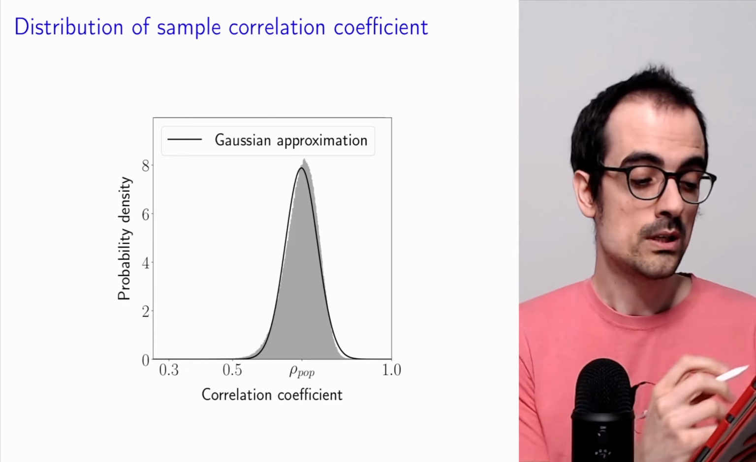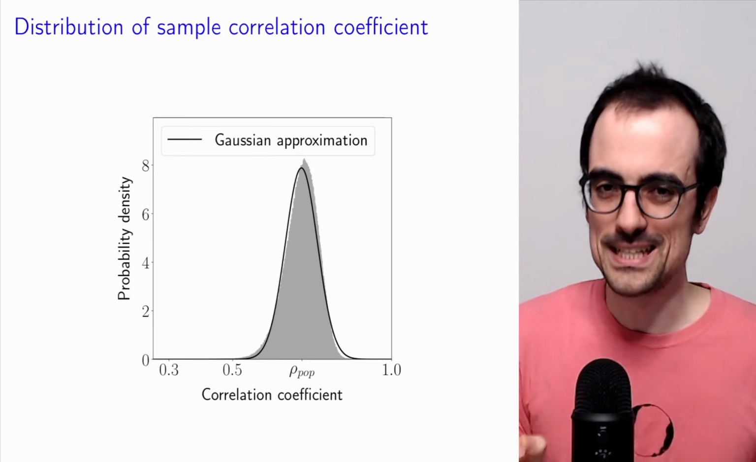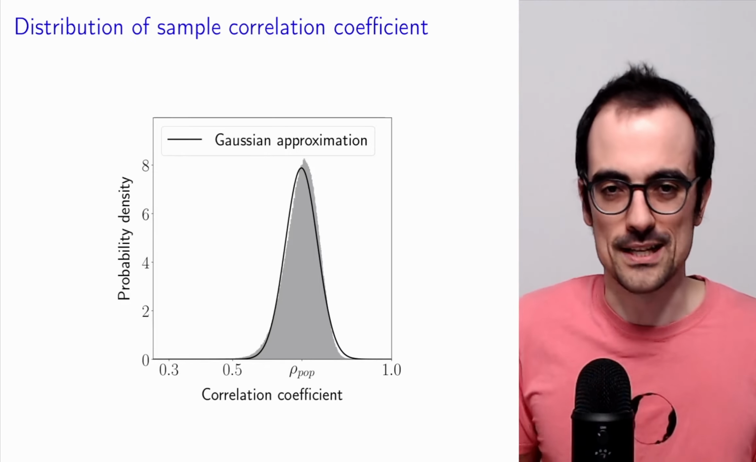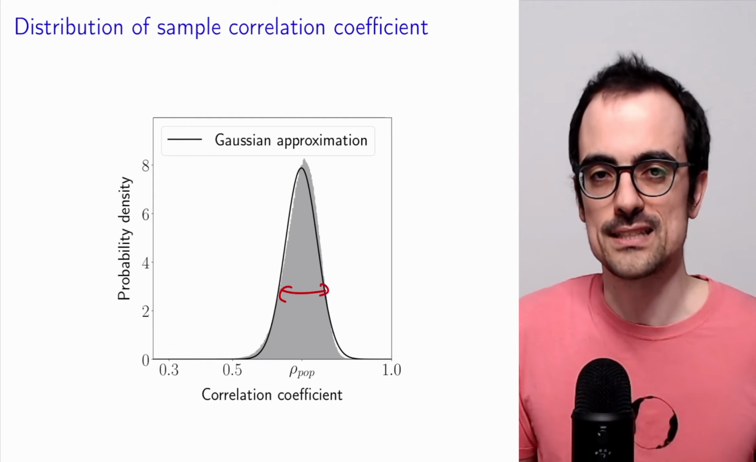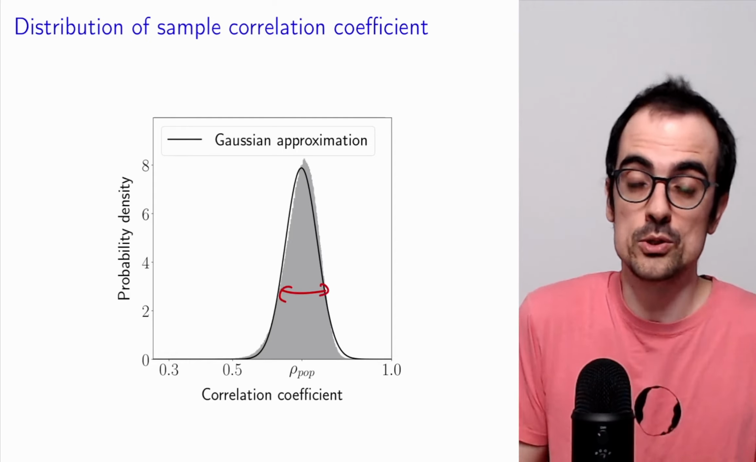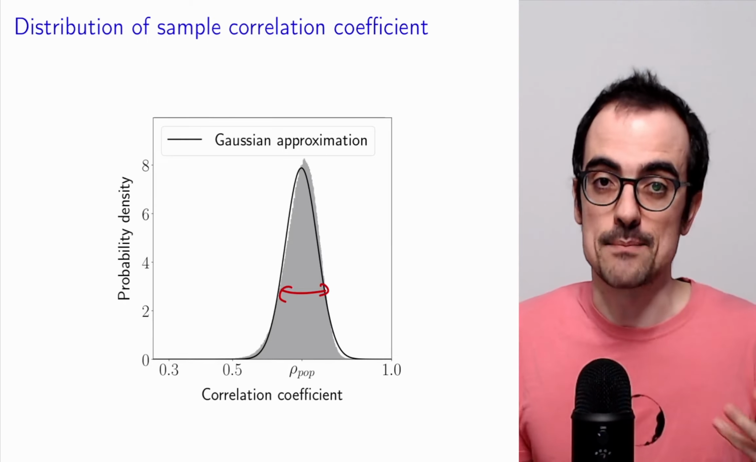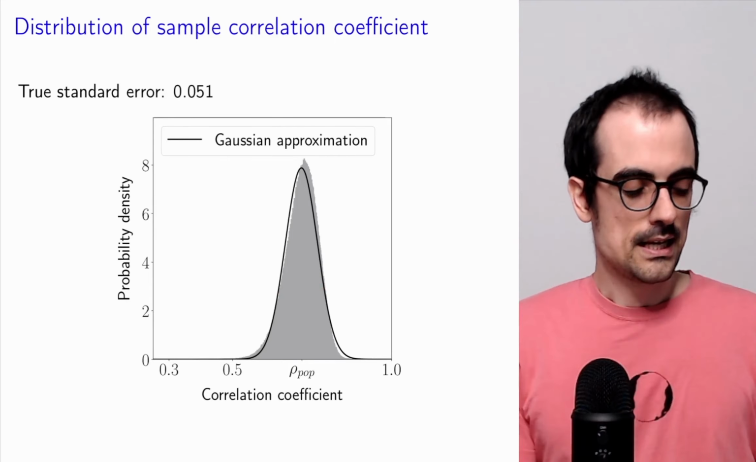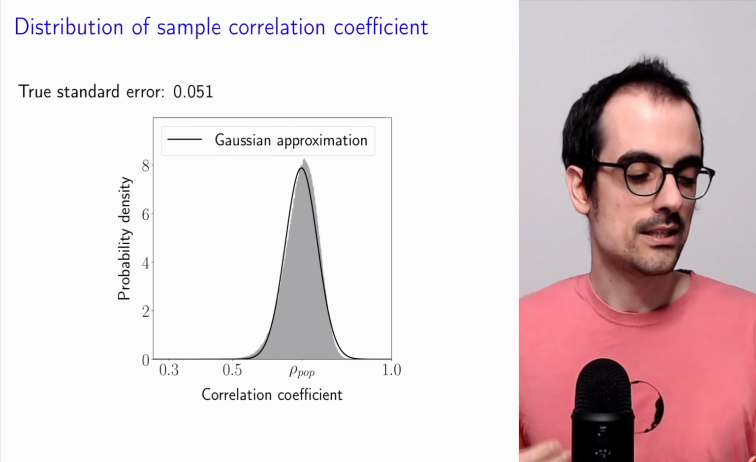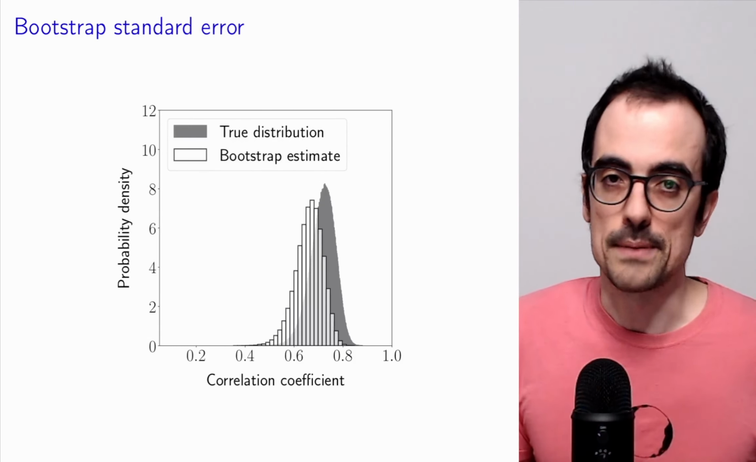Here I'm showing you that the distribution of the estimator is actually approximately Gaussian. Not completely Gaussian, but approximately Gaussian. So if we manage to estimate this standard deviation, this standard error, we are going to be able to compute reasonable confidence intervals based on the Gaussian approximation. This is just a sanity check. So here the true standard error is 0.051. What do we do? Well, we apply bootstrapping.